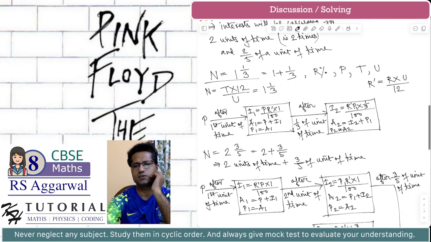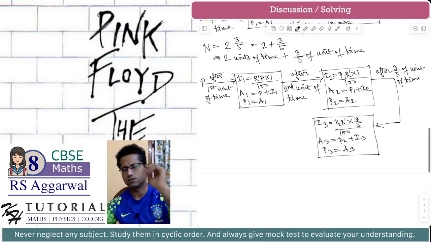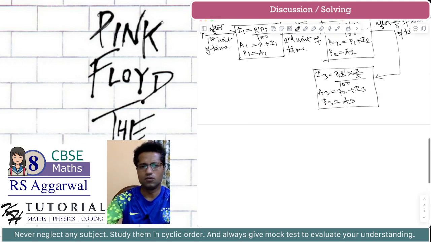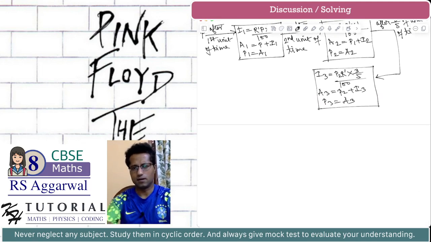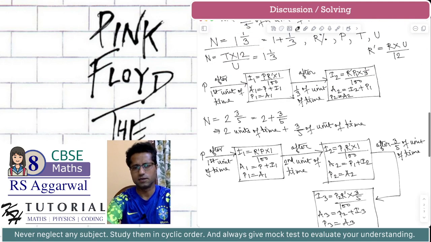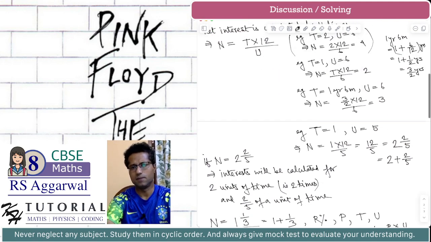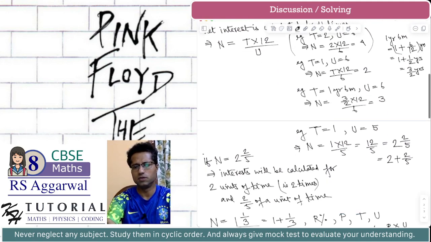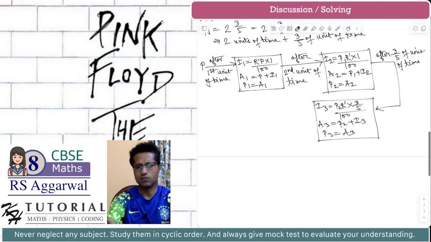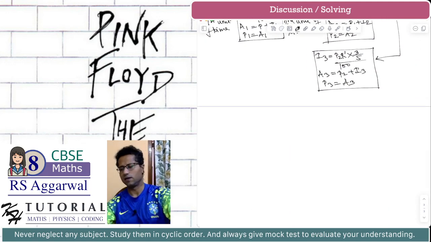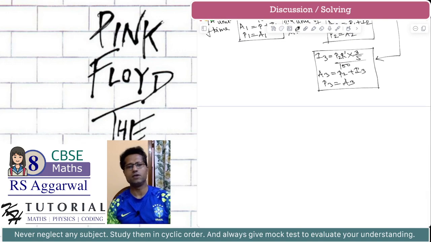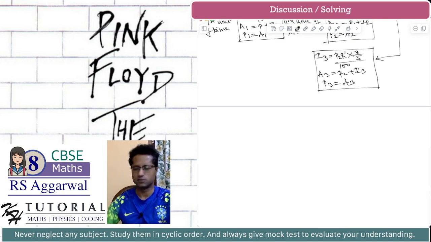Now, the next question is, how do we know in a problem what is the unit of time? I'm doing the discussion assuming that U is given in months, and I am saying that U is the unit of time. Why unit of time? Because in calculating compound interest, after every unit of time, we calculate the interest. Now, how do we know what will be U?